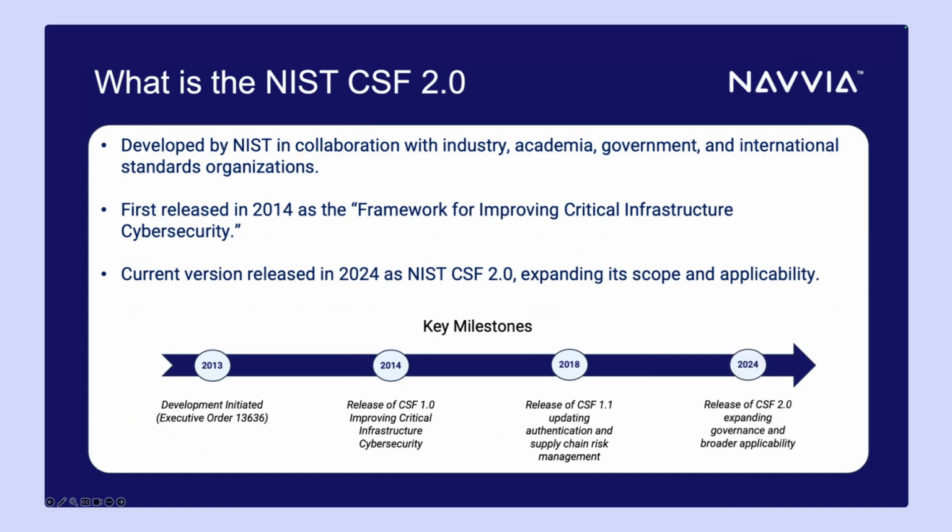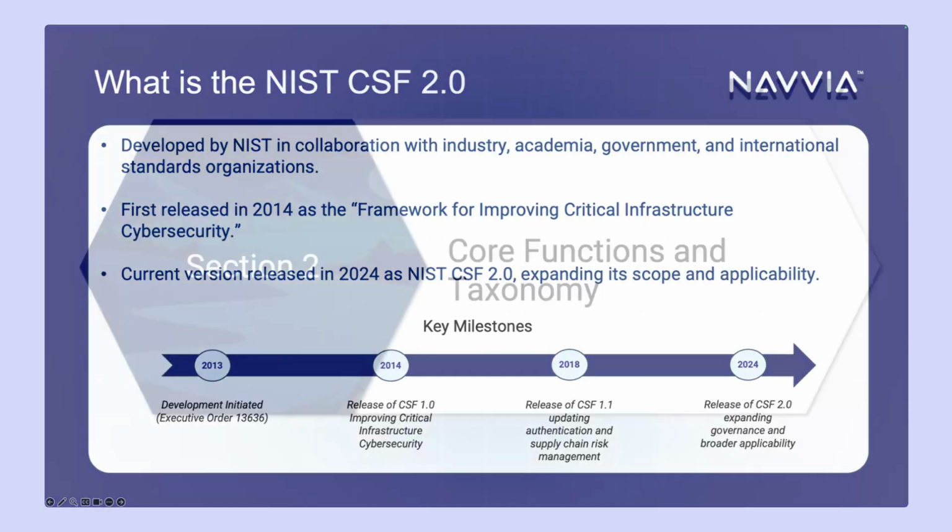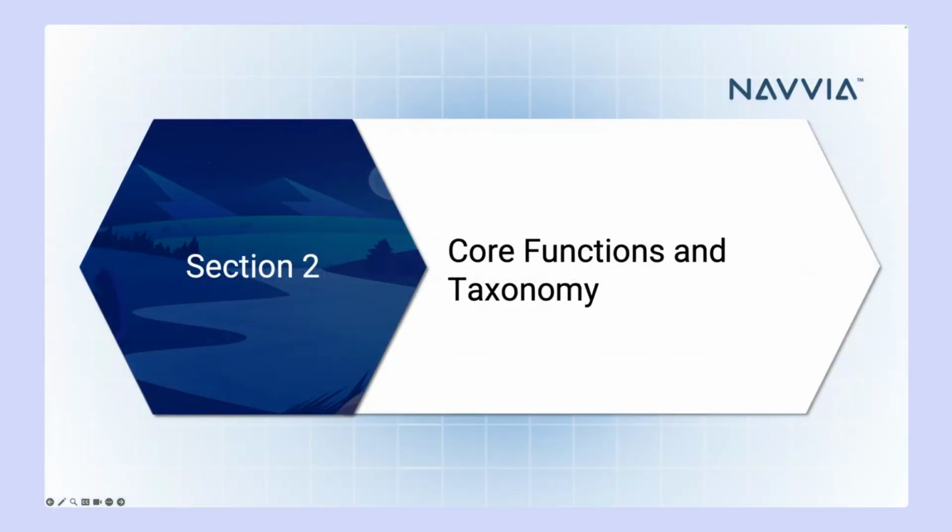And then in 2024, it was expanded by bringing an aspect of governance to the framework. So not only identifying the outcomes you should achieve, but putting outcomes in place on how you should govern the adoption or the attainment of those outcomes. Let's take a look now at some of the core functions in the taxonomy of the NIST Cybersecurity Framework.